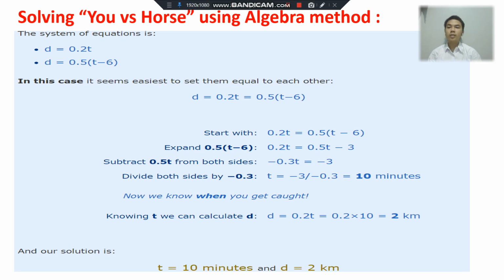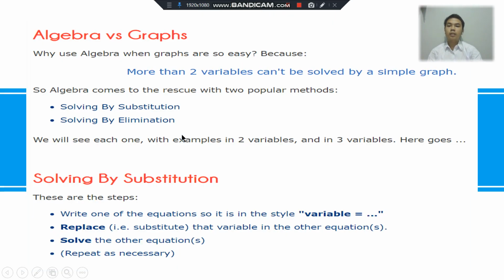The system of equations is D equals 0.2T, D equals 0.5(T minus 6). In this case, it seems easiest to set them equal to each other: 0.2T equals 0.5(T minus 6). And the solution is T equals 10 minutes and distance equals 2 kilometers. Next slide. Algebra versus graph.